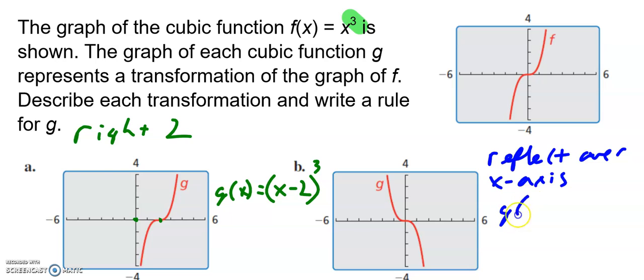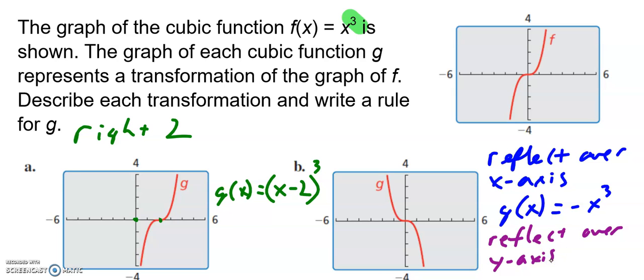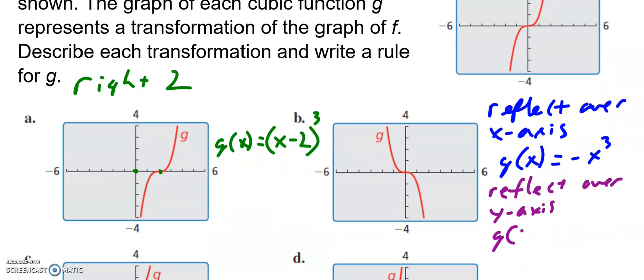And if I say it's a reflection over the x-axis, my equation is going to be negative x cubed. Just to point out, if I said reflection over the y-axis, now my equation would be negative x cubed. And because this is to the third, it doesn't matter if the negative is in the parentheses or outside the parentheses. That's why this could be considered a reflection over the x-axis or the y-axis. But this is what we would be looking for in terms of the difference of a reflection in the x-axis or a reflection in the y-axis.